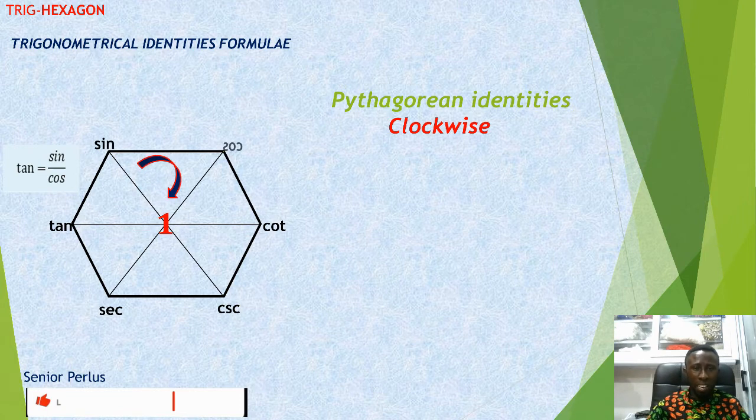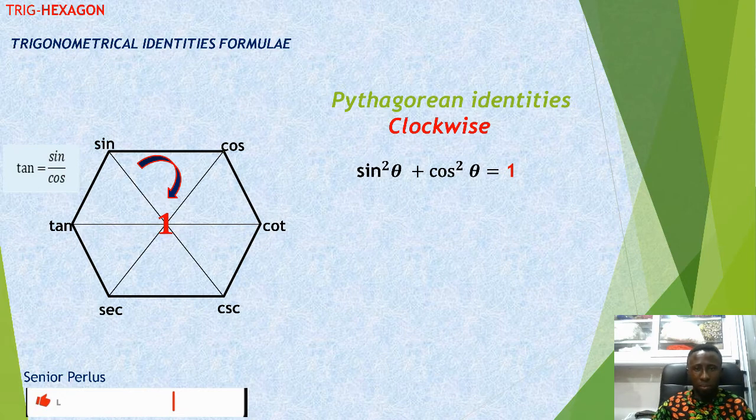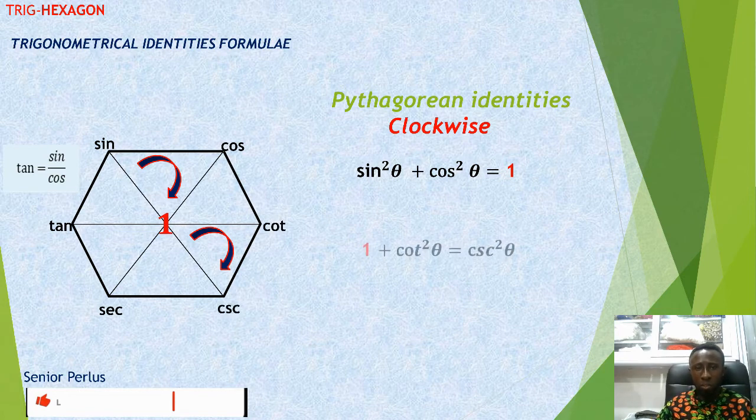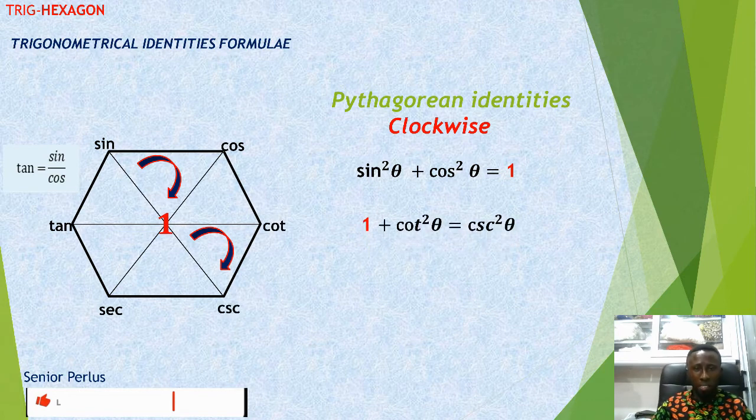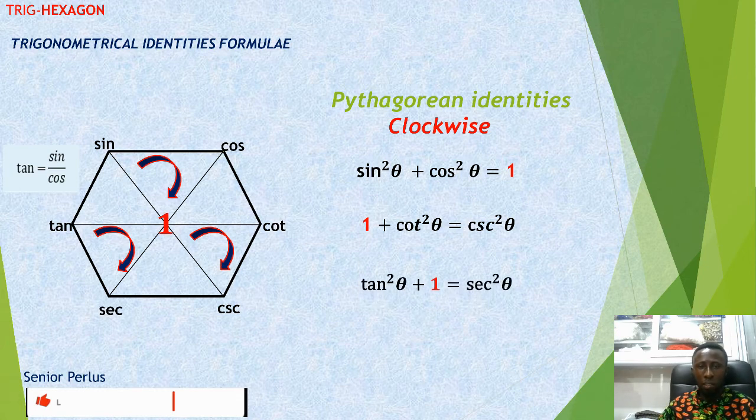Sin squared theta plus cos squared theta equals 1. 1 plus cot squared theta equals cosec squared theta. Tan squared theta plus 1 equals sec squared theta.